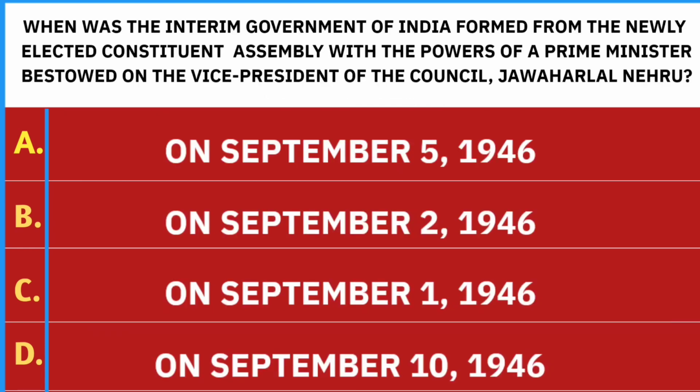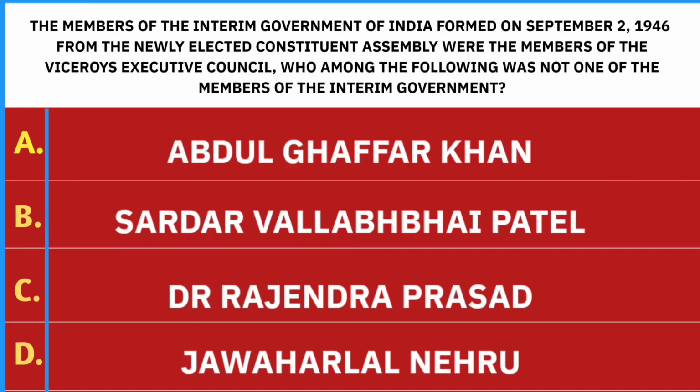When was the interim government of India formed? From the newly elected Constituent Assembly, with the powers of the Prime Minister bestowed on the Vice President of the Council, Jawaharlal Nehru. The right answer is B. On September 2, 1946.